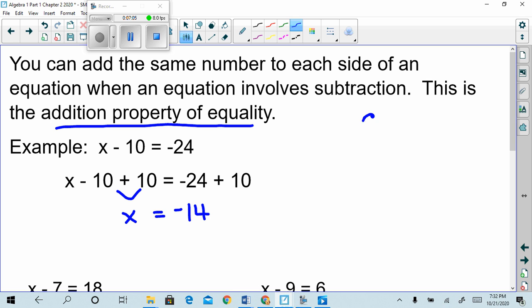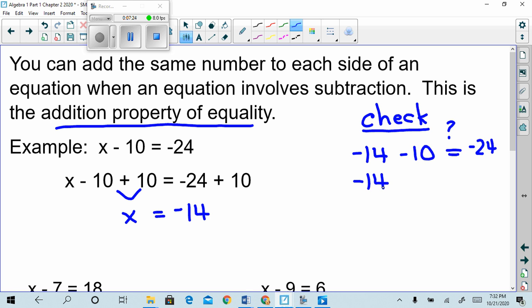I have to double check because I can never be sure that I'm 100% right unless I do the check. I'm going to take that -14 and subtract 10, and I'm wondering if it equals -24. Well, if I remember, my rules of subtraction tell me to add the opposite. And if I go ahead and see that the signs are the same and I add and keep the sign, I get -24 equals -24, and it checks.